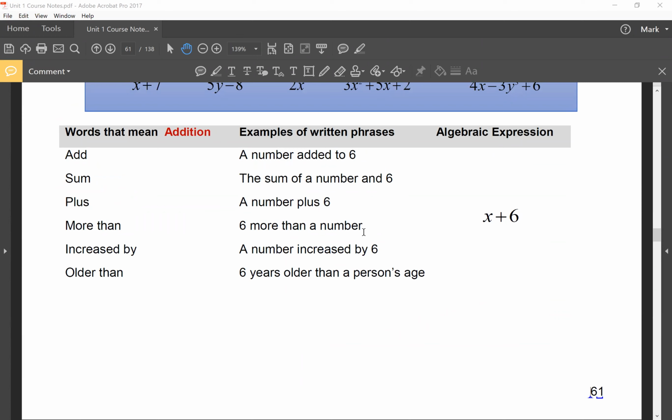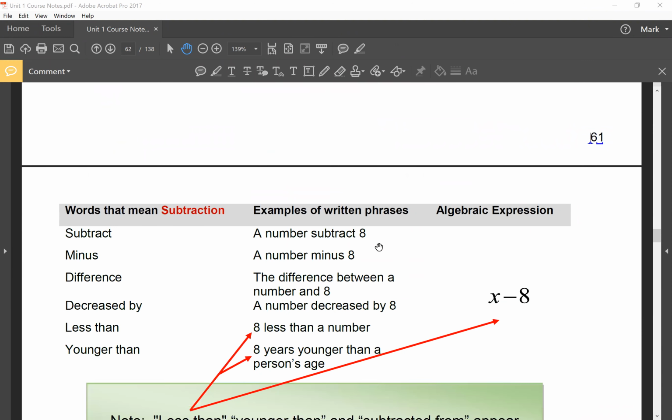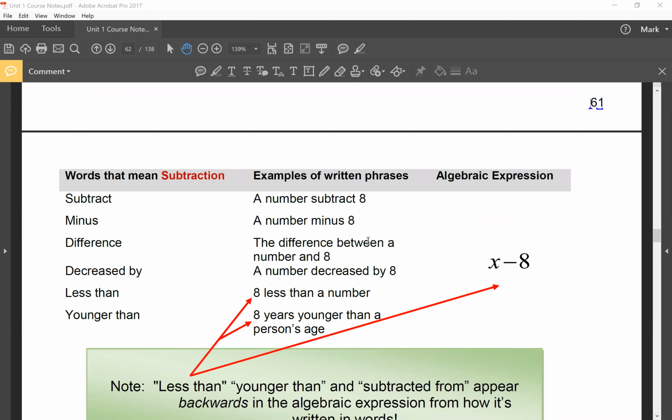So there's four main operations. There's addition, subtraction, multiplication, and division. And words that mean addition would be like adding, more than, increase than. I looked at this yesterday. I won't spend much time on page 61 and 62. I think we're just going to get into the practice today.